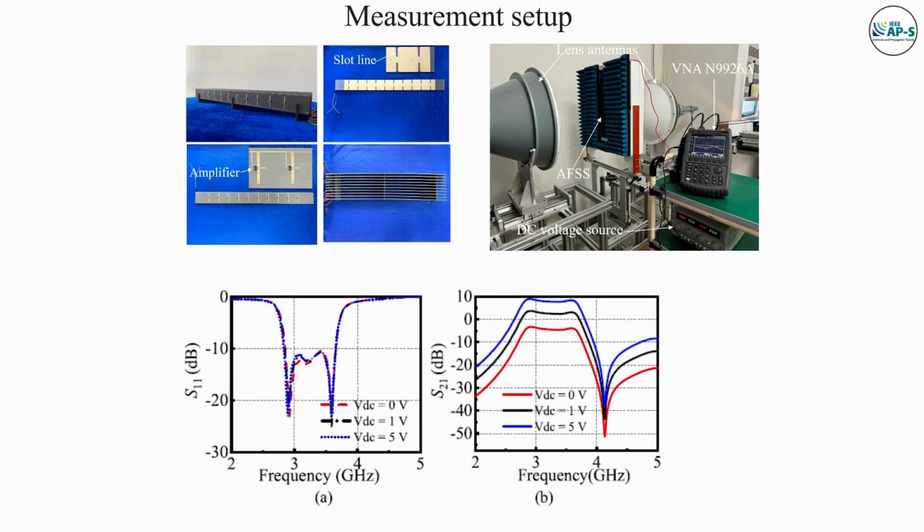Due to AFSS size limitations, lens antennas were used for testing. When the DC voltage is set to 0 volt, the amplifier is disconnected. AFSS has a high insertion loss due to its internal resistance. When the DC voltage is set to 1 volt, the amplifier has a low gain, resulting in a passband with a 3 dB gain for the AFSS. When the DC voltage is set to 5 volts, the amplifier has a higher gain, resulting in a higher gain for the AFSS, which reaches 9.6 dB.